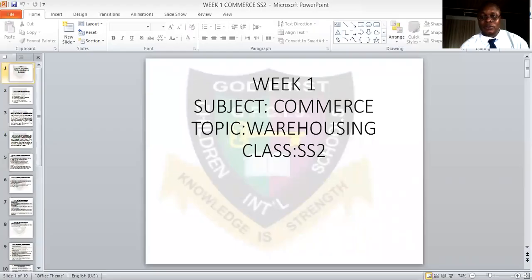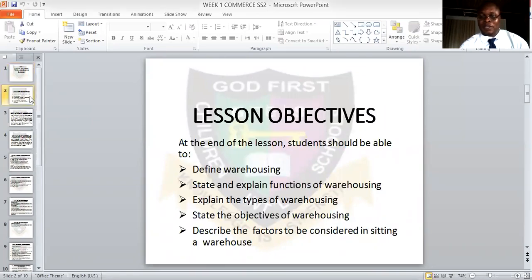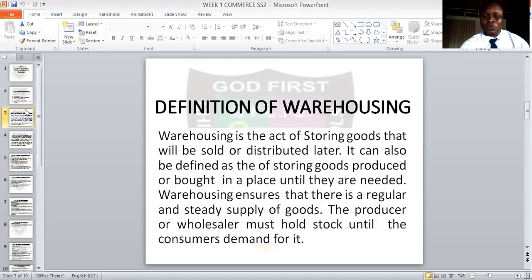Today, we want to look at warehousing as our topic. Then after that, let us go to the lesson objective. At the end of the lesson, students should be able to define warehousing, state and explain functions of warehousing, explain the types of warehousing, state the objective of warehousing, and lastly, describe the factors to be considered in siting a warehouse. Then the next one is definition of warehousing.